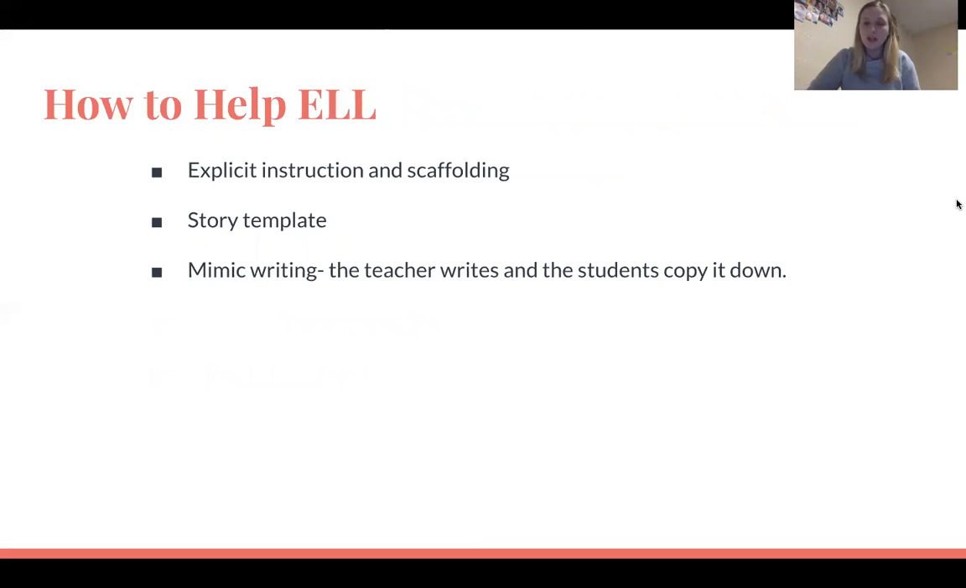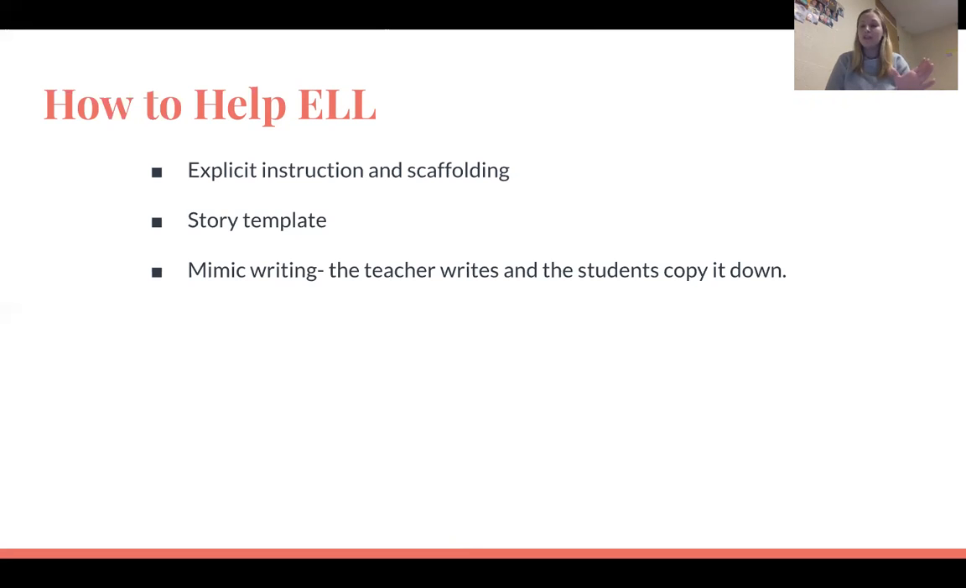So some ways that I'm going to try this year to help my English language learner students is explicit instruction and scaffolding for each of my students individually, instead of all of my ELLs, like scaffolding my instruction to meet the needs of my students and what they might need help with. And then story templates. So maybe I would write, my favorite book is, and then they fill that sentence in. So they have part of the sentence structure there. They can read it, and then they just fill in the blank with what it is. So that's something I'm going to try this year as well.